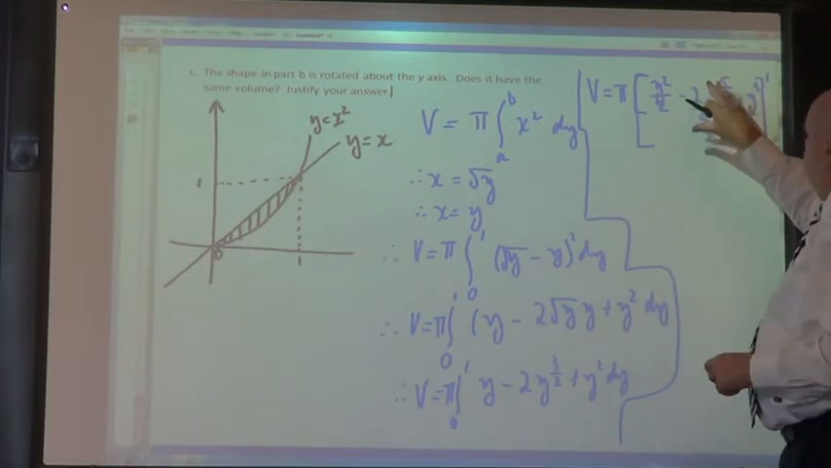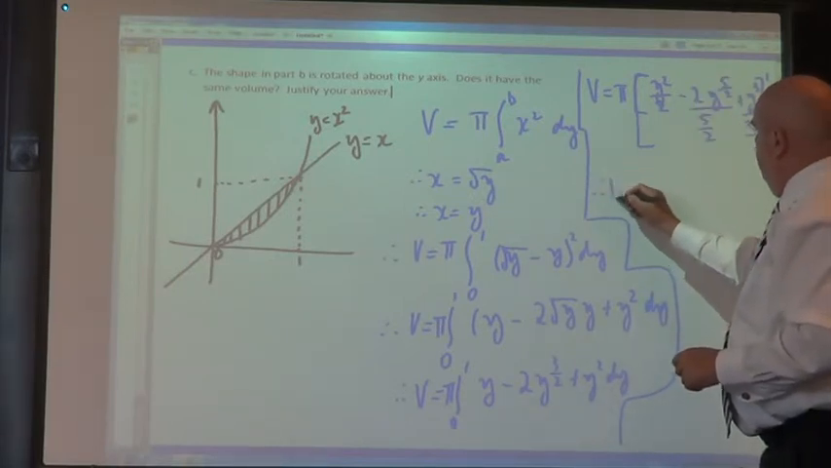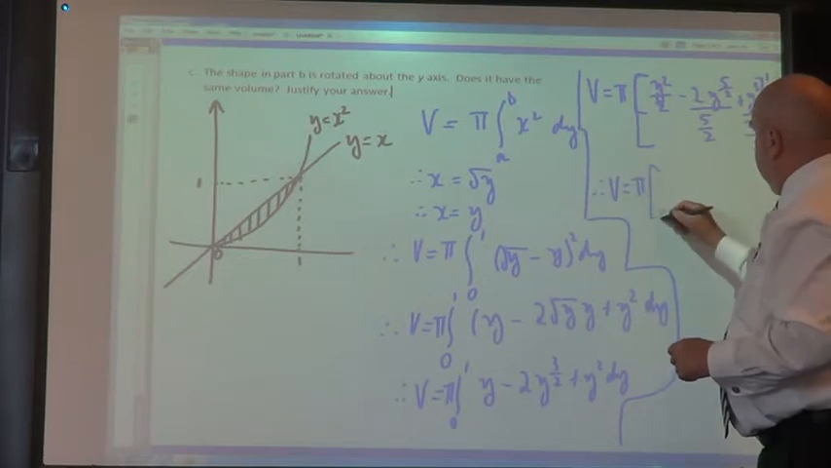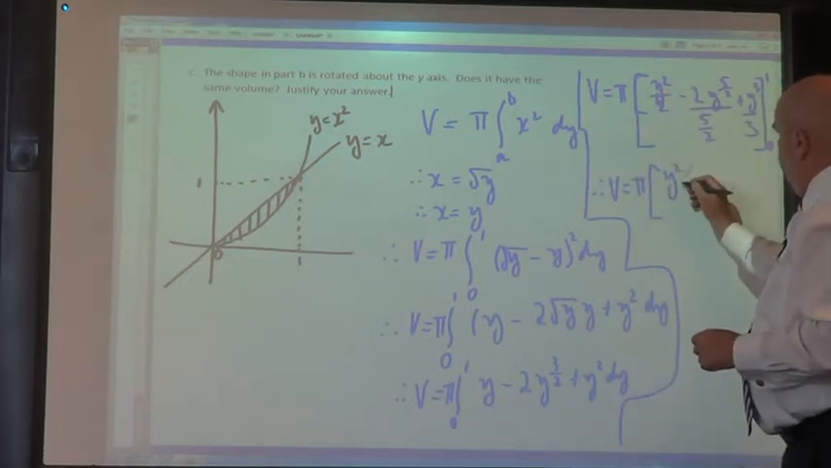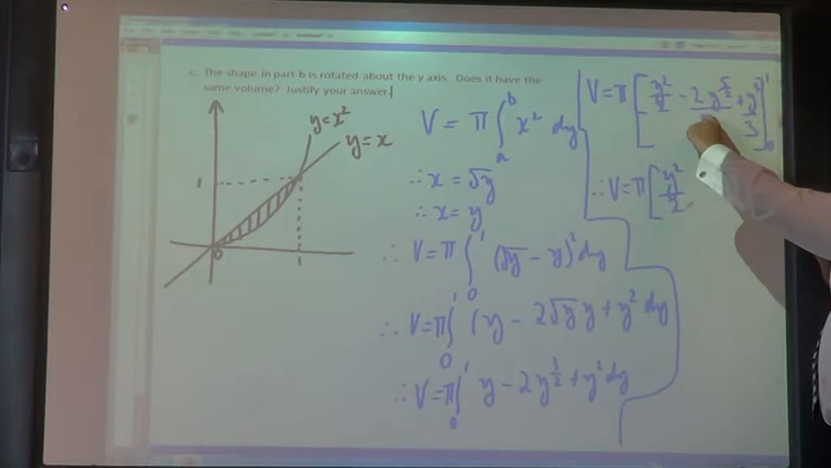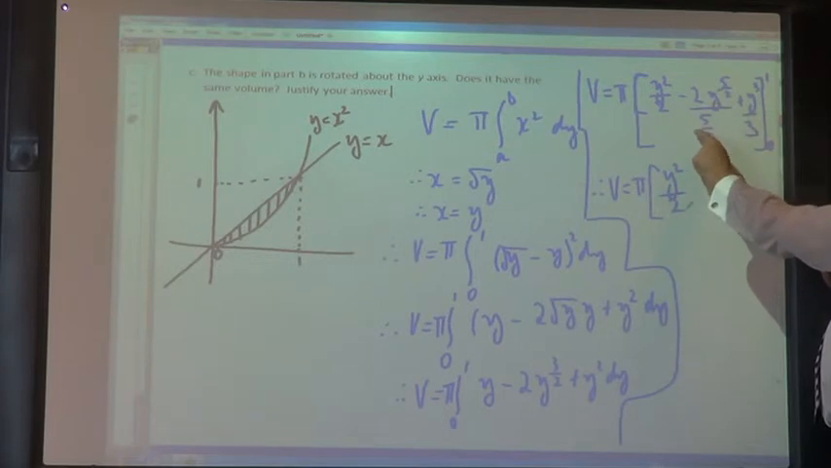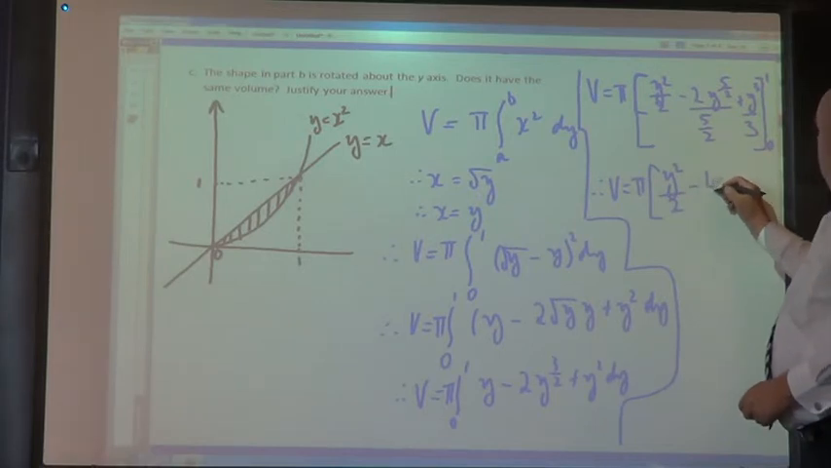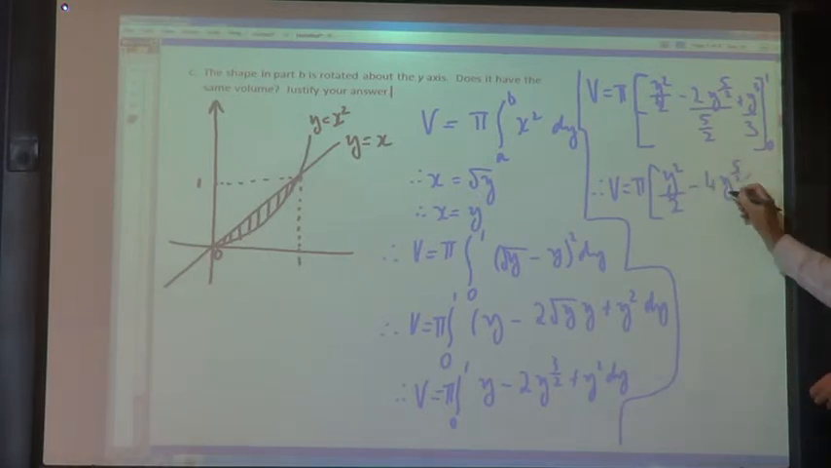Okay, let's tidy this up a touch and we're nearly done. Therefore, volume equals pi. And y squared on 2, there's nothing wrong with that, as it is. Now let's have a look. When we divide something by a fraction, we tip it over and multiply. So it's going to come to 4y to the power of 5 on 2 over 5. Why 4? Because it's 2 by 2. Minus 4y to the 5 on 2, over 5, sorry, plus y cubed on 3. Our limits should be there.